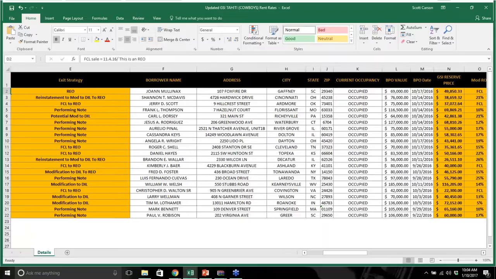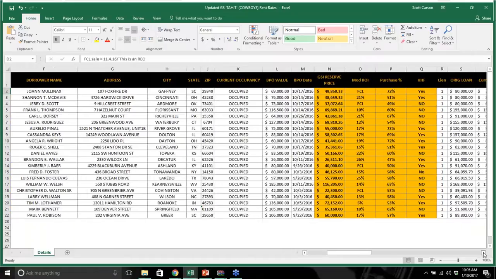All right. You have the city, state, zip. You have the current occupancy. All these are occupied assets, probably except for the REO. The REO, most recent BPO, looked like it was vacant. Okay. BPO value and the date of the BPO. So you can see relatively recent BPOs dating back to October. All right. The reserve price, what they're looking for.